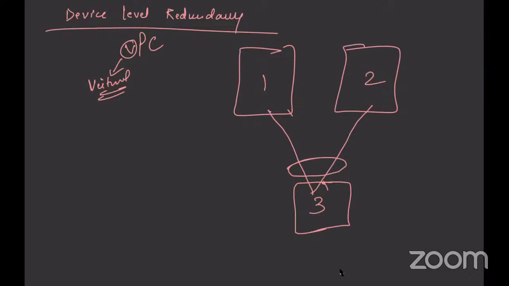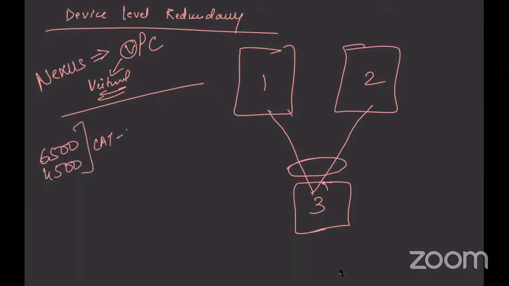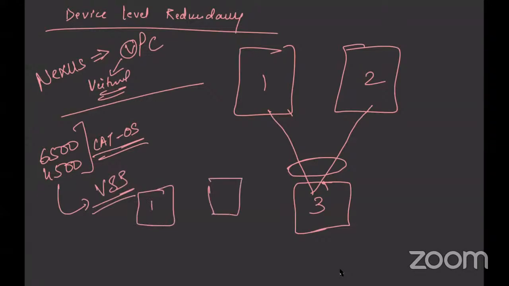Okay, so this is known as VPC. Again, this is what happens in case of NEXUS. In your 6500 series switches and 45 traditional Cat OS, you will have this concept as well, which is known as VSS. There also you can do it, but there is a very minute difference.